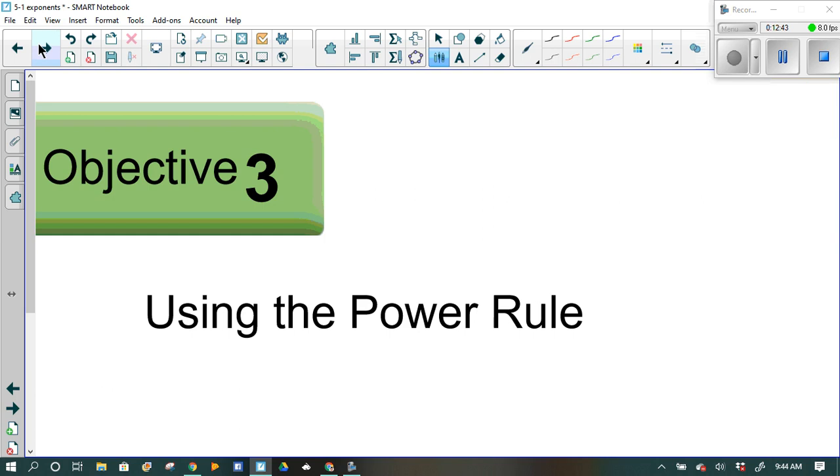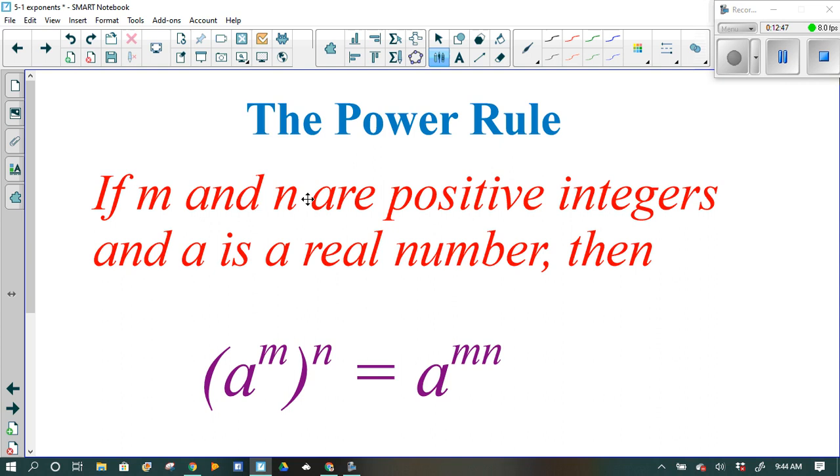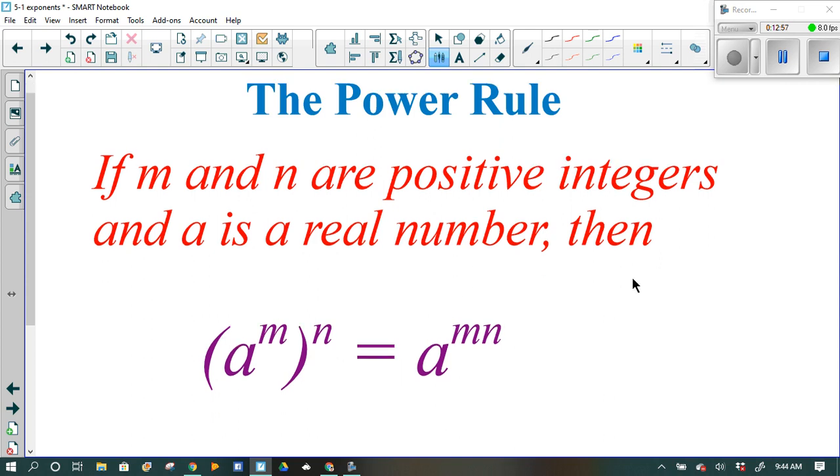All right, so now let's use the power rule. So now the power rule says if m and n are positive integers and a is a real number, then, okay, so your exponents, so now we went from a to the m times a to the n equals a to the m plus n. So we went from this rule to what happens when we raise a power to a power, which is why they call it the power rule.